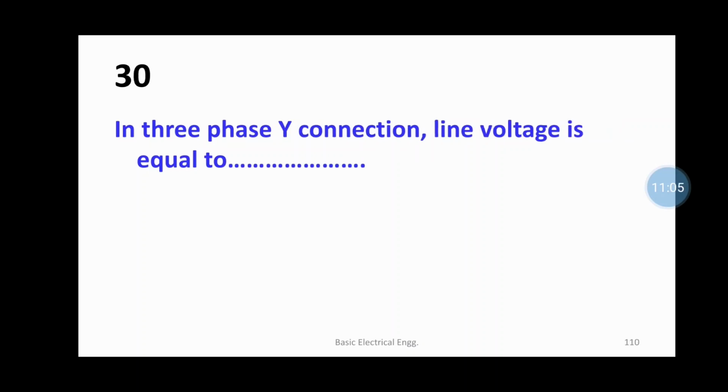Hope you understood. Question number 30. In three-phase star connection, line voltage is equal to dash. Line voltage is equal to root 3 times phase voltage in a star connection. That means line voltage is always greater than phase voltage.